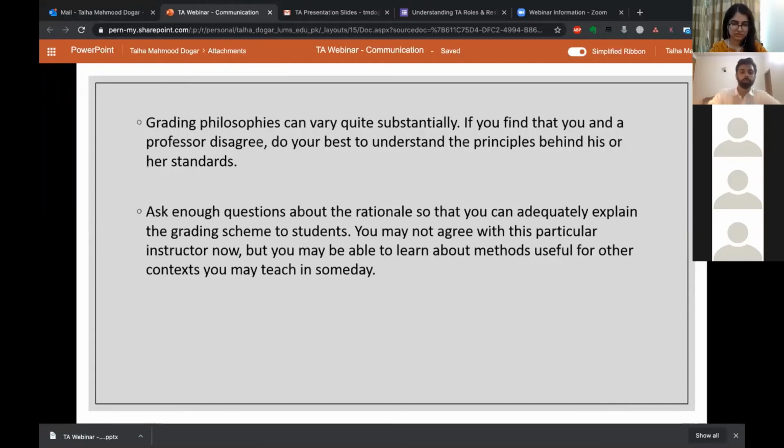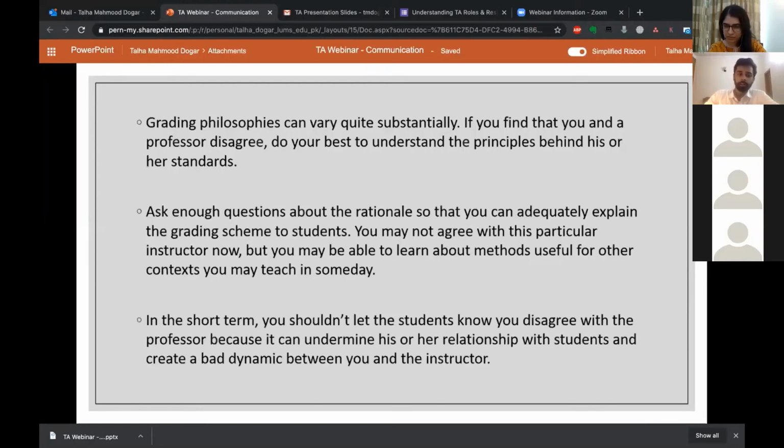you may be right. But the professor might be looking at things very differently. They might have a different objective in mind. And hence, it's very important to understand what they're thinking. So make sure you do that. Please, I would encourage this very, very much.